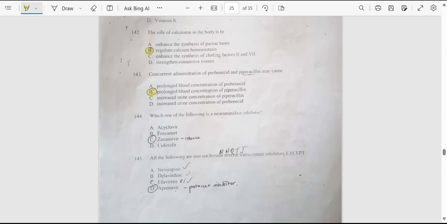So then we can go to question 44, examples of neuraminidase inhibitors. Okay, someone has already given an answer in the chat box, but maybe we can discuss the other options.